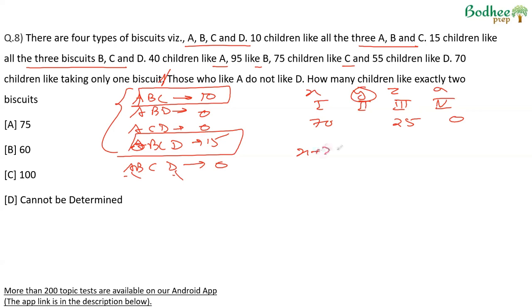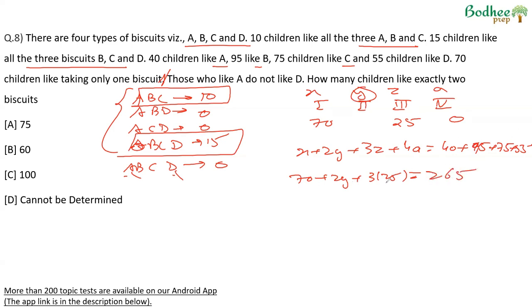So I can say X plus 2Y plus 3Z plus 4A is equal to A plus B plus C plus D. So X is 70 plus 2Y plus 3 into 25 plus 0 is equal to 95, 75, 170, 265. 70 plus 145, so 2Y becomes 120 or Y becomes 60. How many children like exactly 2 biscuits? 60 children like exactly 2 biscuits becomes my answer.